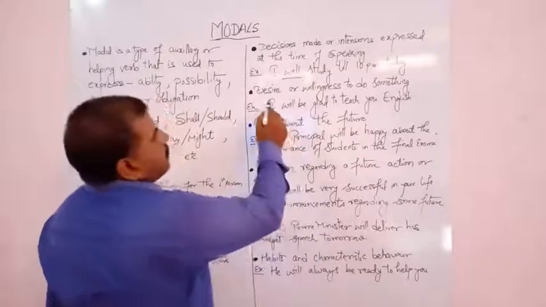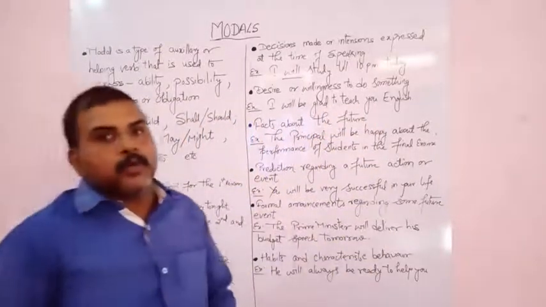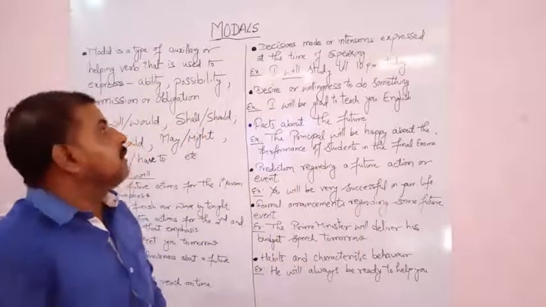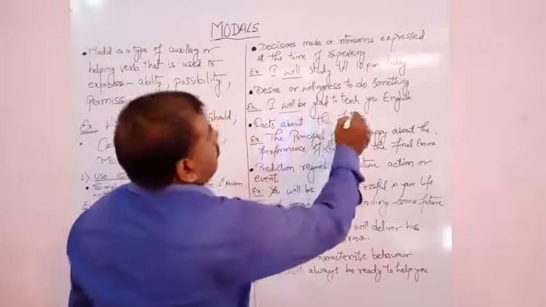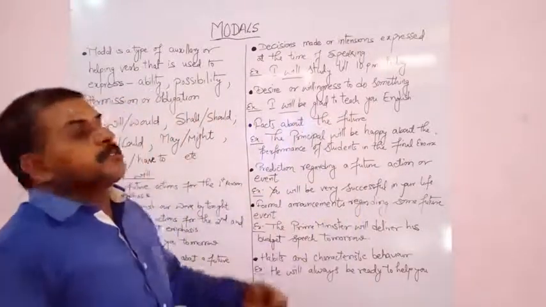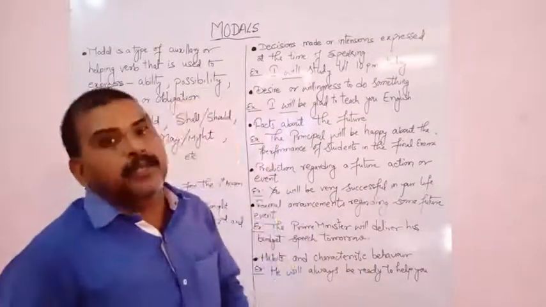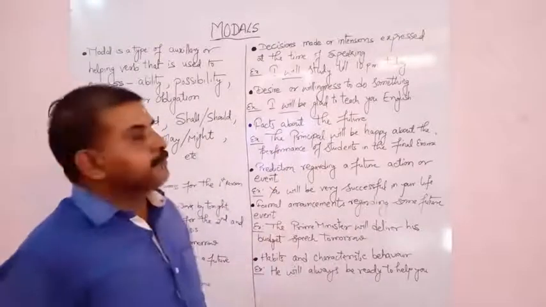Next point, desire or willingness to do something. If you are willing to do or if you have a desire to do something, denoting a future action, then you are going to use will. I will be glad to teach you English. It means it is my desire, or there is willingness in me, to teach you English. So at that time you are going to use the modal will.